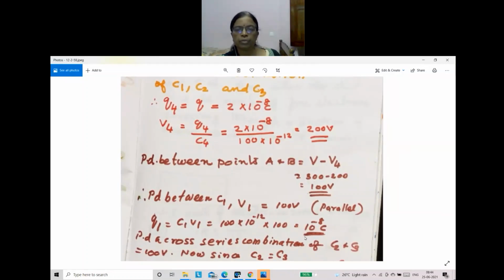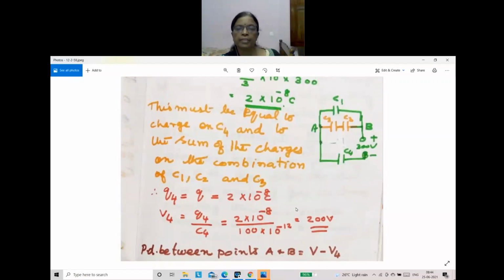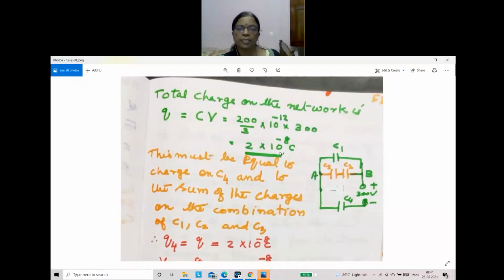As a 5-mark question, this problem has so many sub-parts, children. First you have to find the equivalent capacity, which itself is a 3-mark question. And then you have to find the potential difference across each capacitor and the charge across each capacitor. So it is a 5-mark question, children.